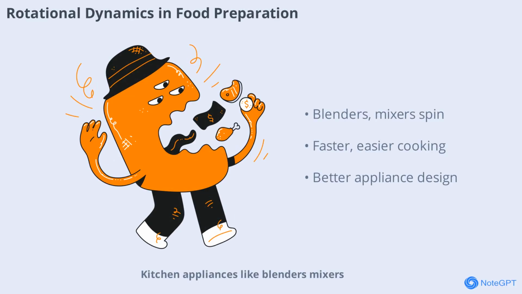Kitchen appliances like blenders, mixers, and food processors use rotational motion to chop, mix, and blend ingredients. Understanding the physics behind these devices allows for better design and improved performance. Rotational dynamics makes food preparation faster, easier, and more enjoyable.